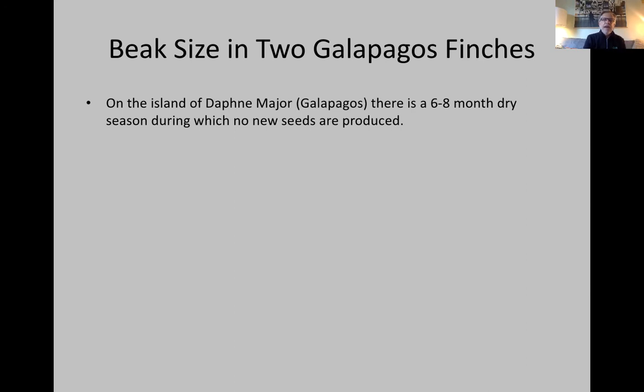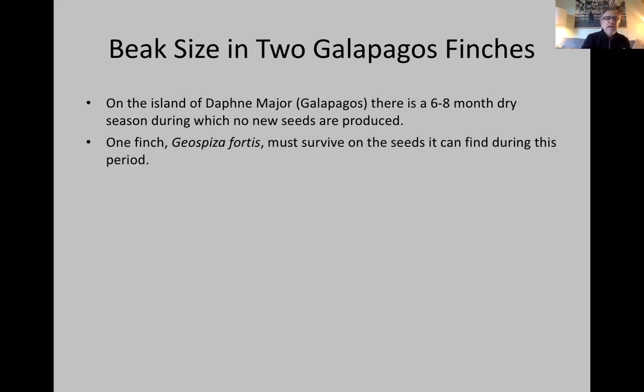On the island of Daphne Major, there is a 6 to 8 month dry season during which no new seeds are produced. Now, one finch named Geospiza fortis has to survive on the seeds it can find during this dry period.